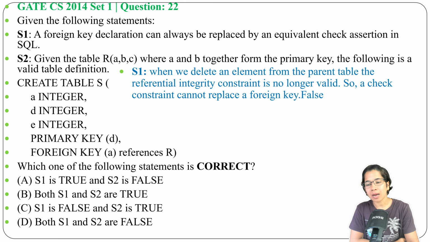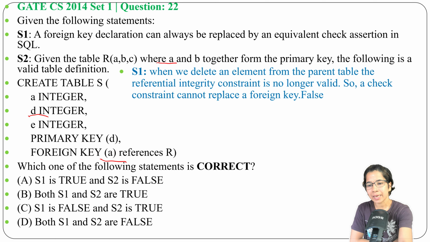S2. Given the tables R(A, B, C), where A, B together form the primary key. Now, in this create table S, A is an integer, D is an integer, A integer, primary key is D, foreign key A references R. So it is saying the following is a valid table definition.